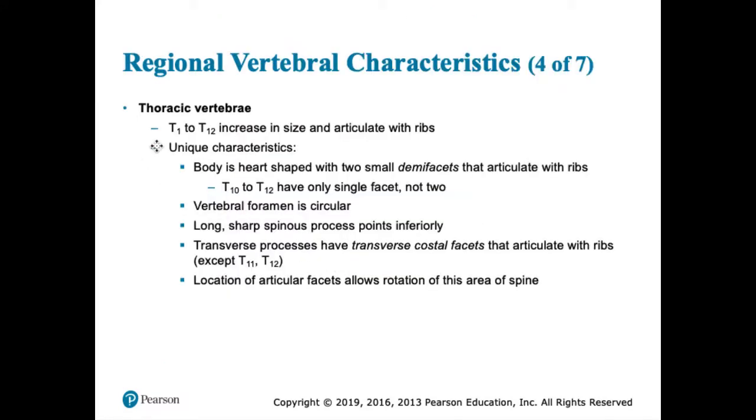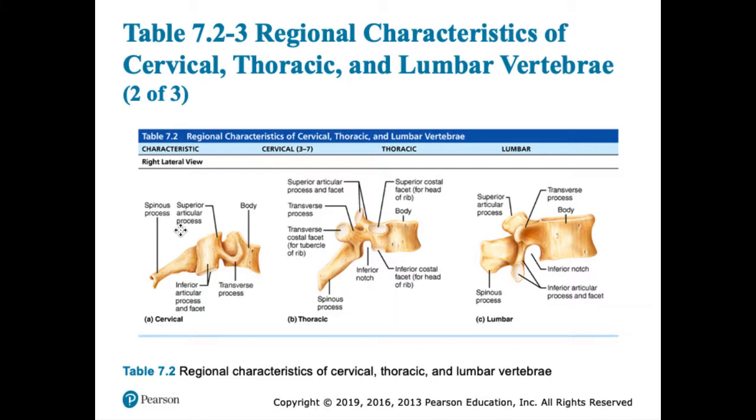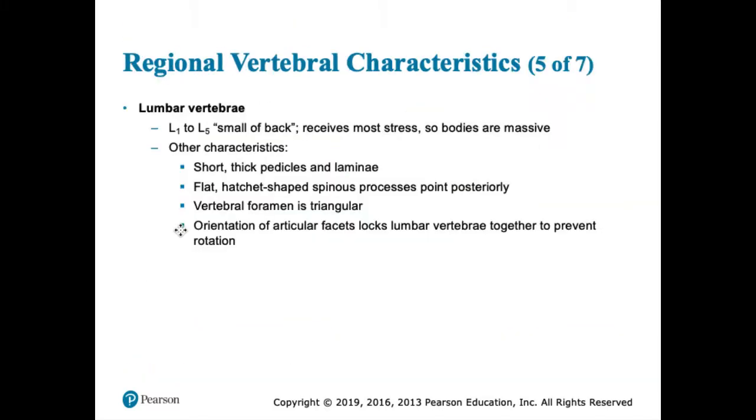The thoracic vertebrae, T1 to T12, increase in size and articulate with the ribs. They have unique characteristics. They're heart-shaped with two small demifacets that articulate with the ribs. T10 to T12 have only one single facet instead of two. The vertebral foramen is circular. They have long, sharp spinous processes. And so there's the review of those, so make sure you go over their regional characteristics and their structures so that you know them, including from different views as well.